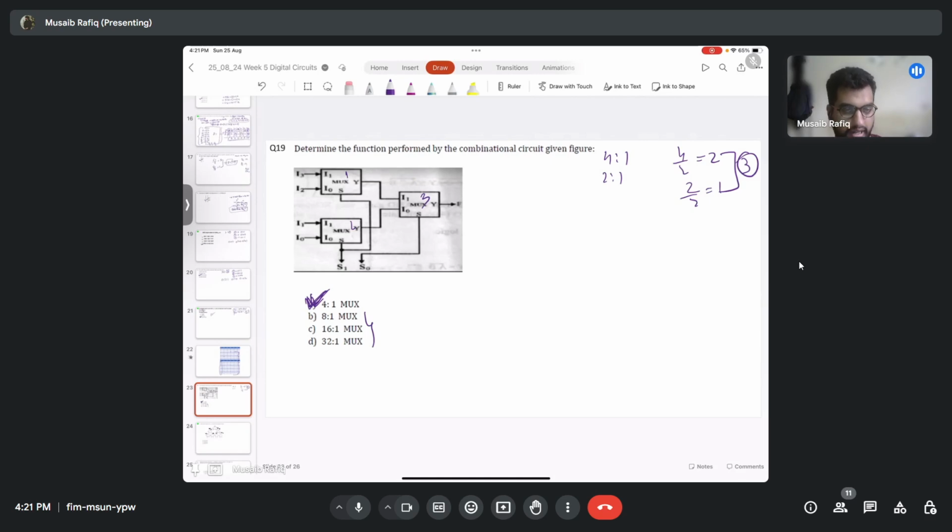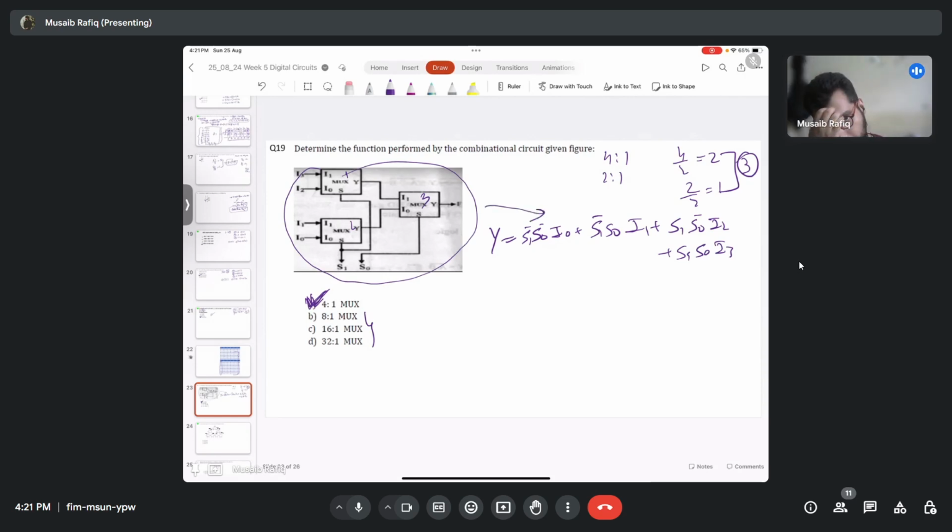And also you can write a complete set of equations, and from that you will ultimately have y equal to s0 bar s1 bar I0 plus s1 bar s0 I1 plus s1 s0 bar I2 plus s1 s0 I3. If you solve this, you will get this expression. But you can easily rule out the options without solving, just by looking at it. 3 2:1 muxes will be required to implement one 4:1 mux, and for all other options, many more muxes will be required.